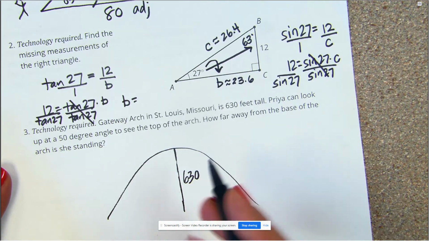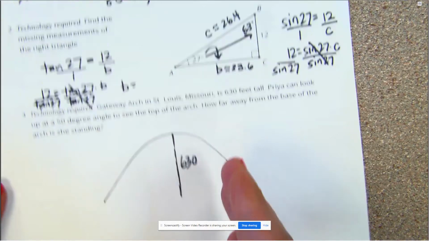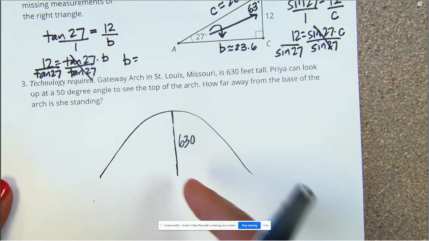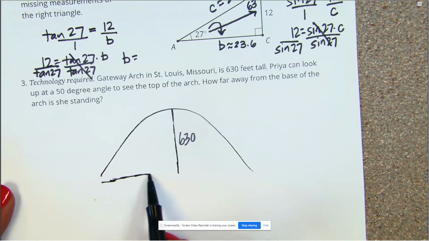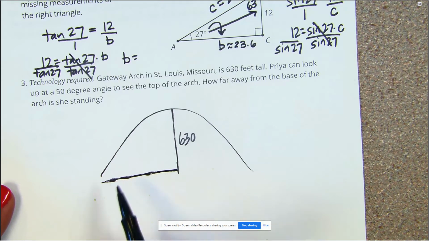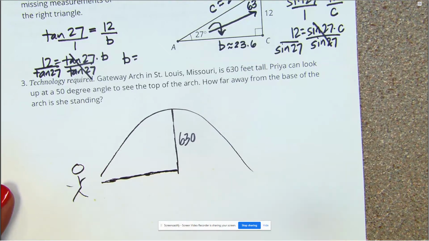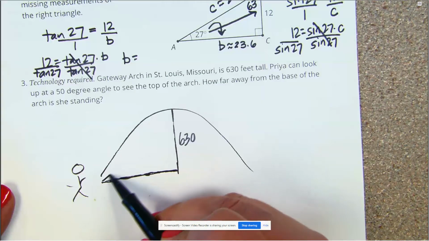So you got to kind of imagine, I'm going to draw the triangle from the side, because it's actually coming straight out, but I'm just going to draw it this way. Hopefully you can imagine it. Okay, she's over here at a 50-degree angle to the top of the arch.